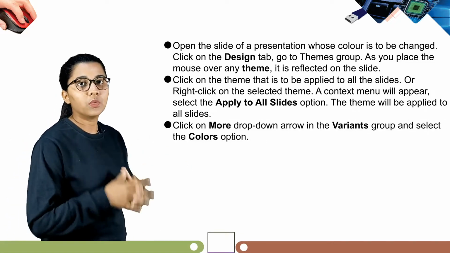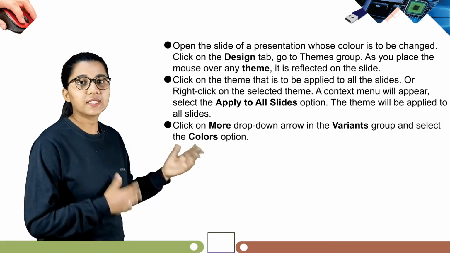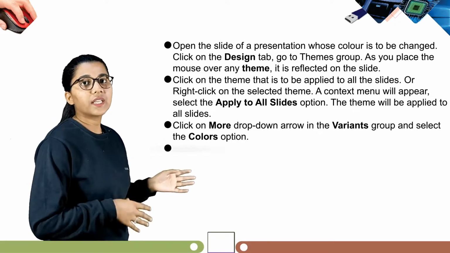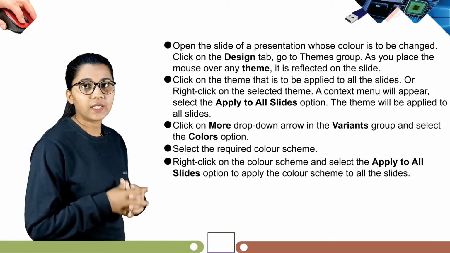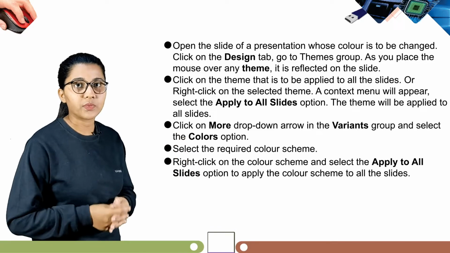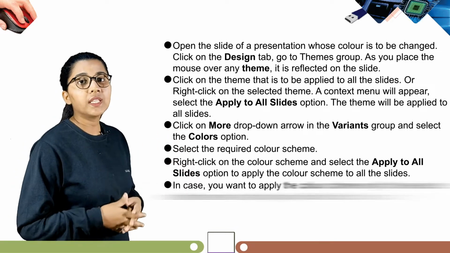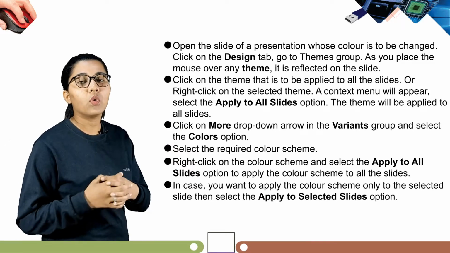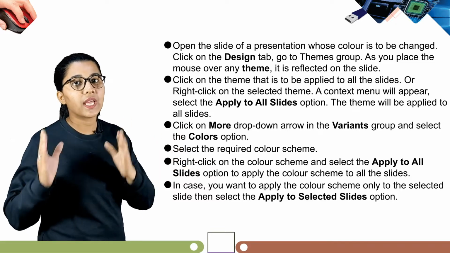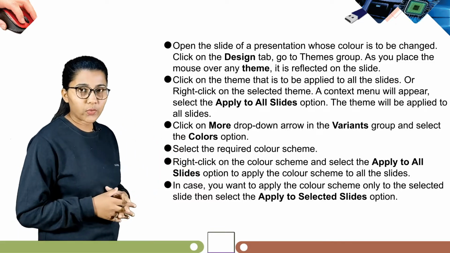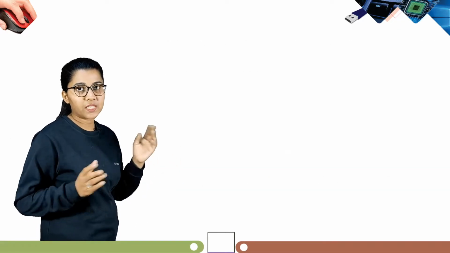Now click on the more drop down arrow in the variants group and select the colors option. Select the required color scheme, then right click on the color scheme and select the apply to all slides option to apply the color scheme to all the slides. In case you want to apply the color scheme only to the selected slide, then select the apply to selected slides option. So students, this is how you change the color scheme in a PowerPoint presentation.